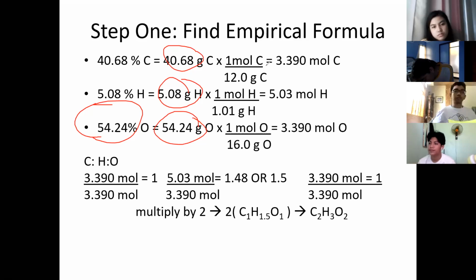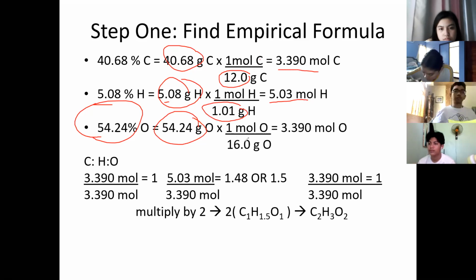Then from grams, convert that to mole. 1 mole of carbon is 12 grams of carbon, so that's 3.39 moles. 1 mole of hydrogen is 1.01 grams, so that is 5.03 mole. And 1 mole of oxygen is 16 grams, so 54 divided by 16 is 3.39 mole. Step number 1, step number 2.